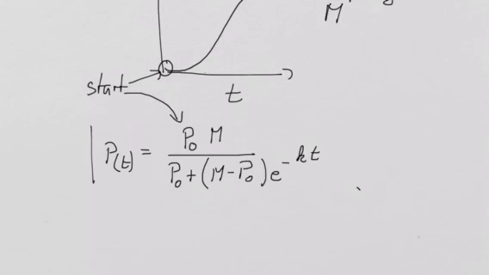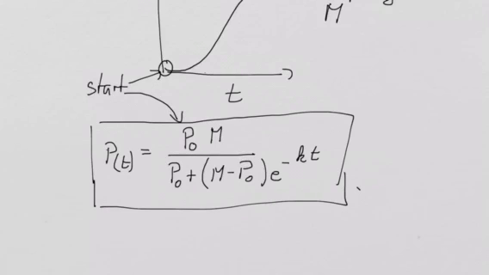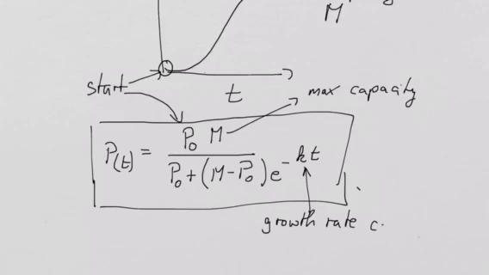So in our equation that describes this logistic growth, we have again our start. M is the maximum capacity. And K again is our growth rate constant.